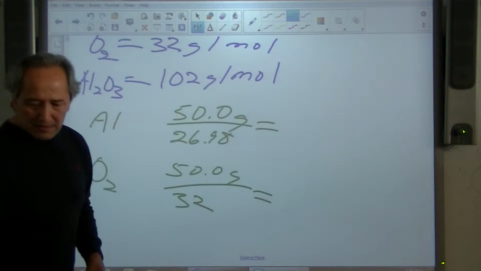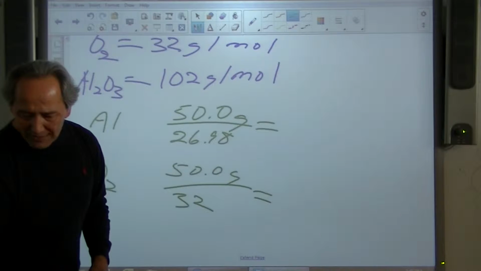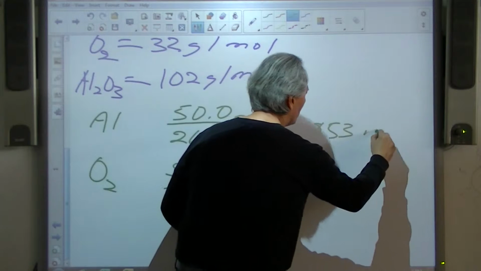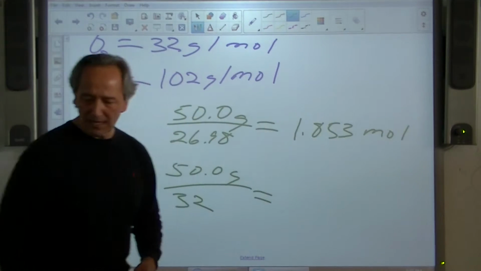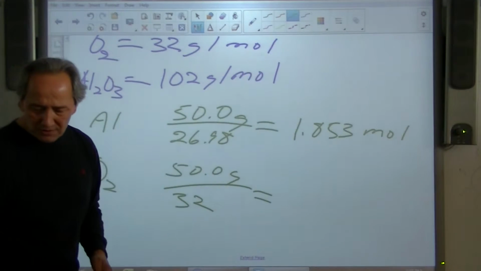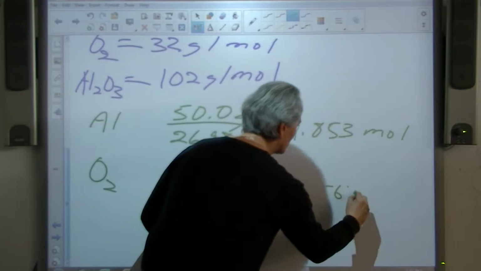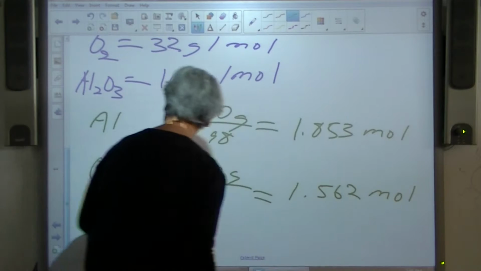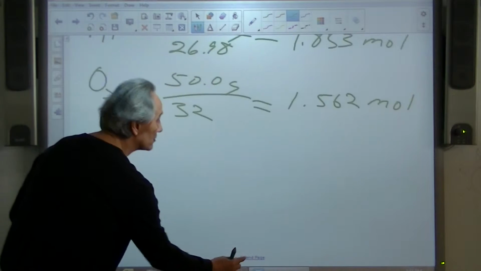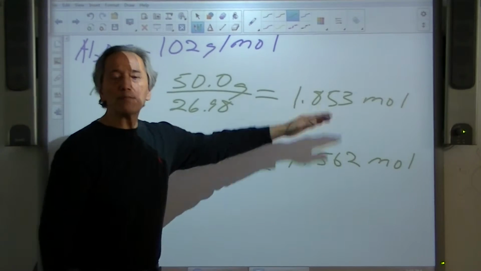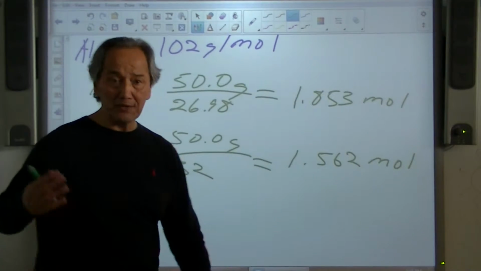Okay? Now the value for the aluminum, in fact, comes out to 1.853 moles. Okay? The value for the oxygen comes out to 1.562 mole also of oxygen. Again, let me extend this so we can have a little more board here. These are the actual number of moles that are calculated based on the given.